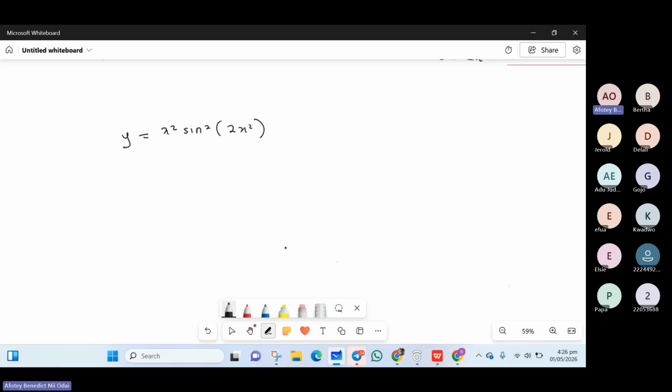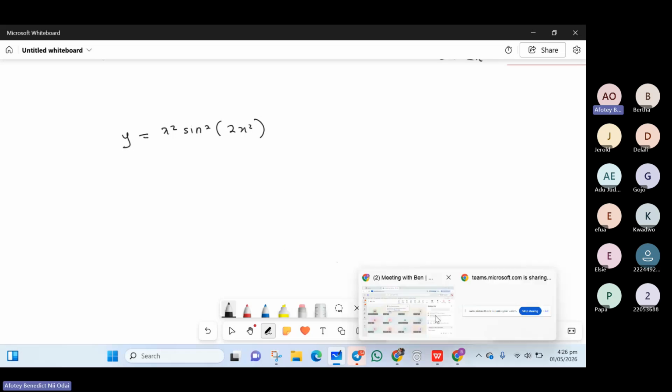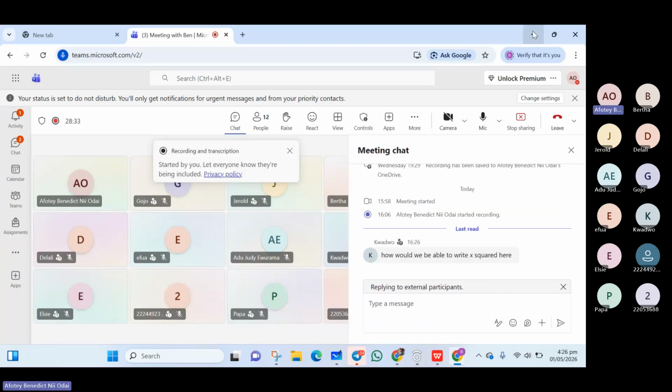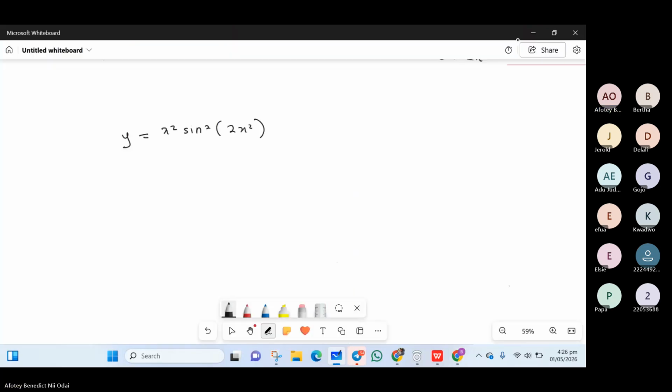Okay, so let's see if we have any solutions. How would we be able to write x squared here? Okay, sure, makes a lot of sense. But you can also send a picture of it if you are okay, but if not, that's fine. I realize the answer is very long, but it's fine. So let's solve this together. Thank you very much for the attempt.